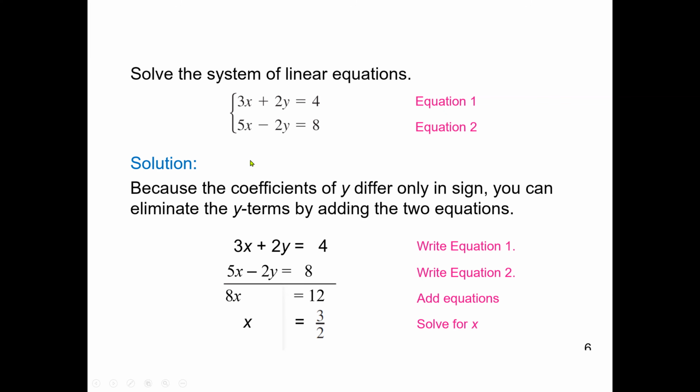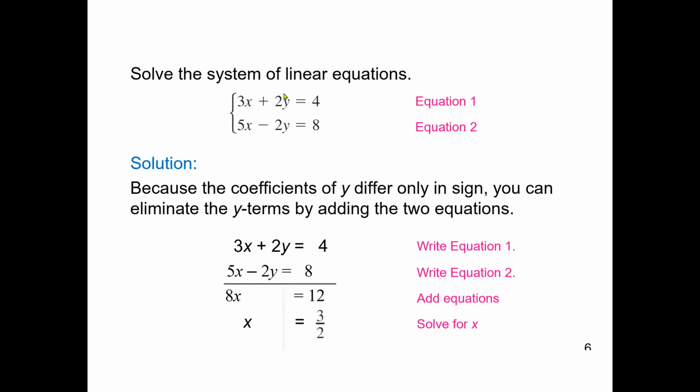So we combine the equations. 3 plus 5 will give me 8x. Now plus 2y minus 2y will cancel. Then 4 plus 8 will give me 12. Now I will divide both sides of the equation by 8 to get the value of x. So 12 divided by 8 will give me 3 by 2. Okay, so we know the value of x.